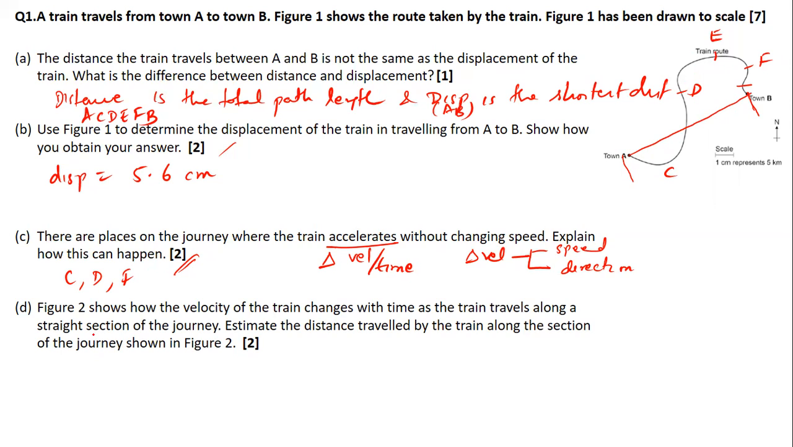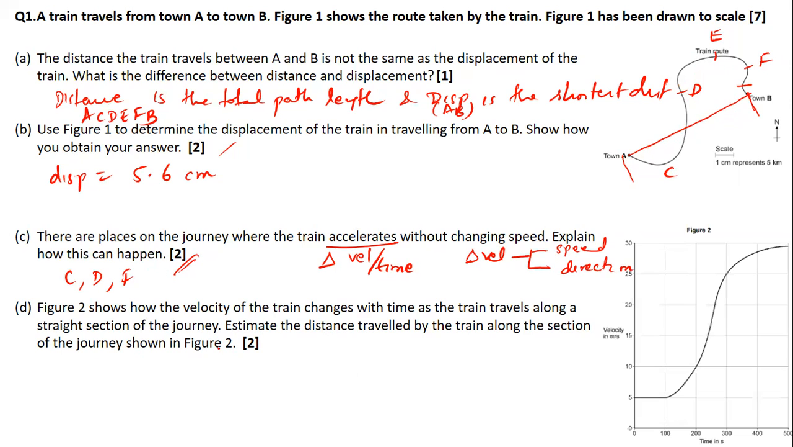Now let us look at the next one. Figure 2 shows how the velocity of the train changes with time as the train travels along a straight section of the journey. Estimate the distance traveled by the train along the section of journey as shown in figure 2. So now this is the graph which is being given to you. What is being given over here? It gives you velocity versus time. So how do you find the distance traveled by the train?